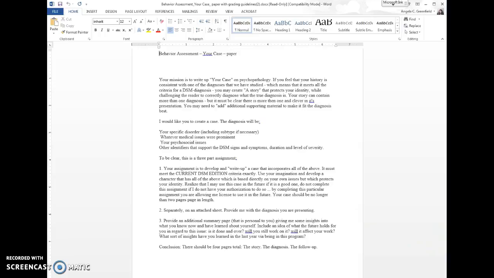So you're going to write up your case. If you feel that your history is consistent with one of the diagnoses we've studied, it meets the criteria, you may write a story that protects your identity while challenging the reader to correctly diagnose what the true diagnosis is. And you may need to add in supporting material to fit the diagnosis best. You would create a case, and the diagnosis will be your specific disorder, whatever medical issues were prominent, your psychosocial issues, or other identifiers. This is a 3-part assignment.